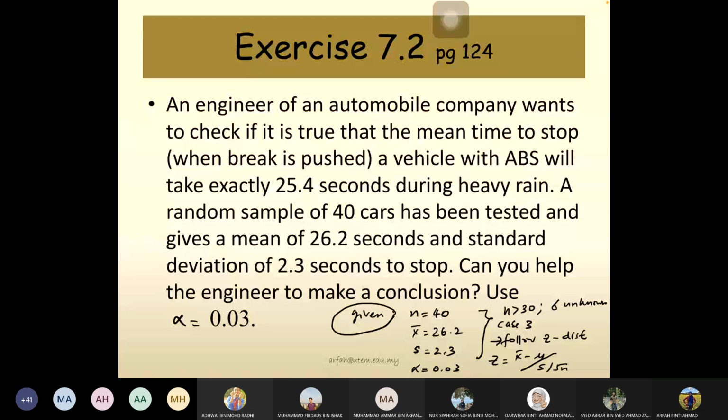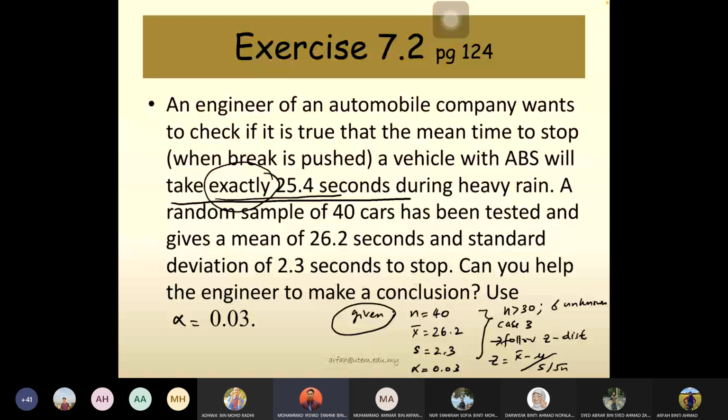Which are the statement that we want to put in the H0? Exactly 25.4 second. Yep, true. Does it take exactly 25.4 second? So ada perkataan exactly. How are you going to put this statement? Which sign to use? Mu equal to 25.4. Yep, betul. Okay. Mu equal to 25.4 and the complement will be?